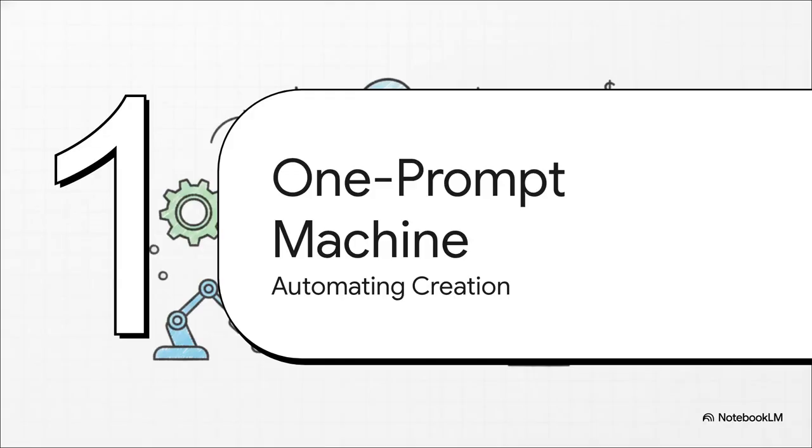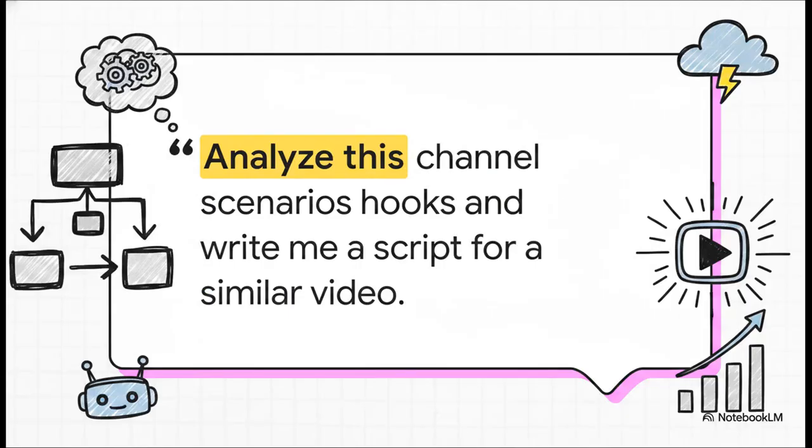Step 4. The one-prompt video machine and automating the creation. Now, what's really interesting about this slide is that this is where the magic happens. The manual work required here is practically zero. You literally just paste a link to the viral reference channel and type, "Analyze this channel's scenarios, hooks, and write me a script for a similar video." That's it. Claude instantly analyzes their most viral videos, figures out the structure that grabs attention from second 1, and writes you a completely unique, ready-to-use script. No agonizing brainstorming sessions required.